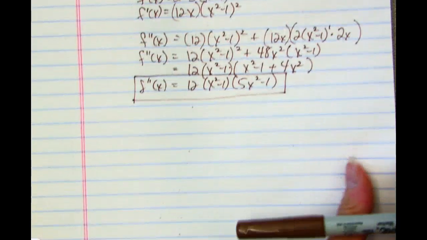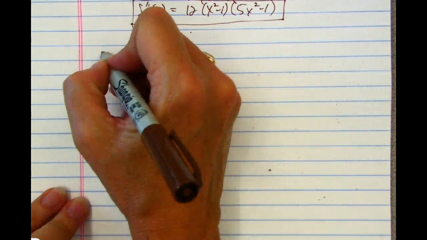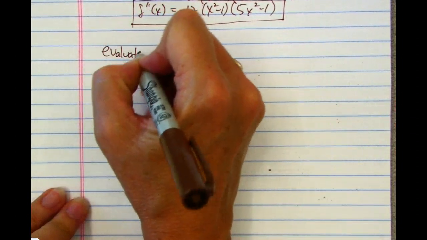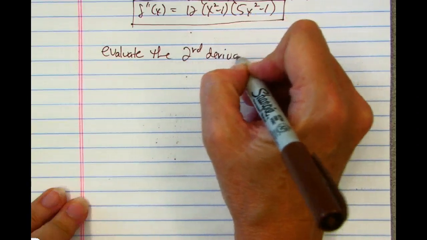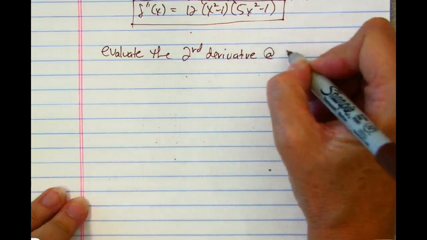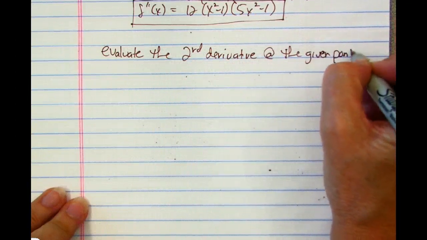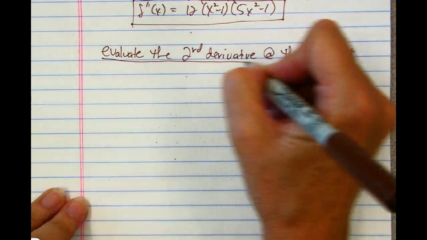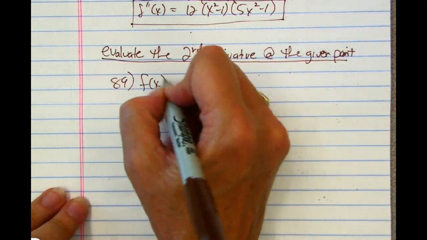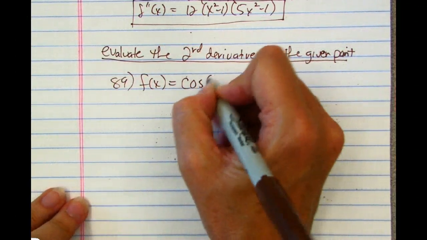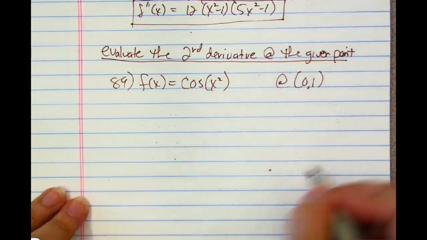Last problem for this evening. Evaluate the second derivative at the given point. So I'm going to do 89. F of x equals cosine x squared, and it's going to be at 0, 1.